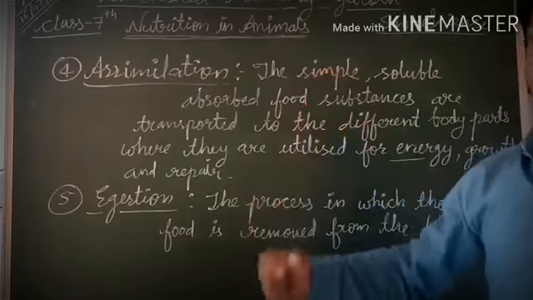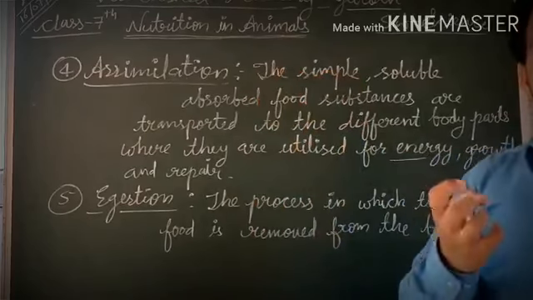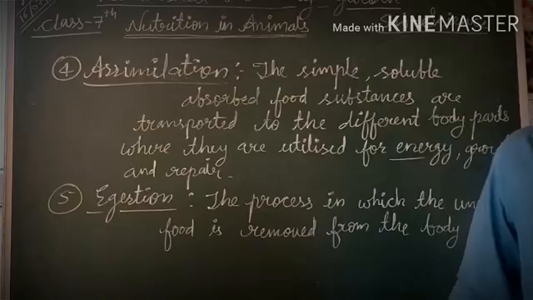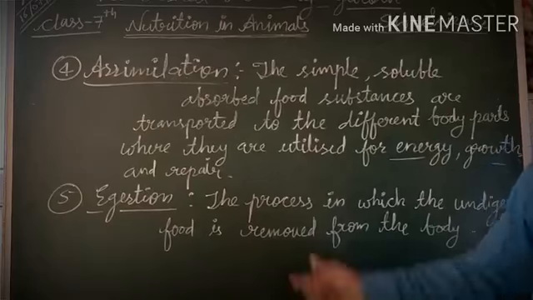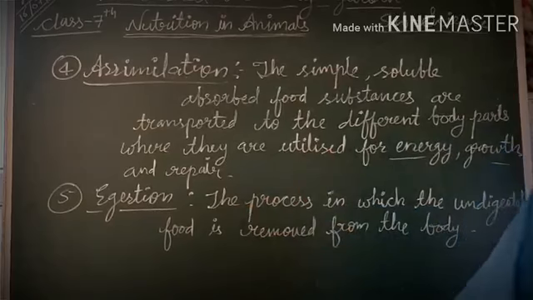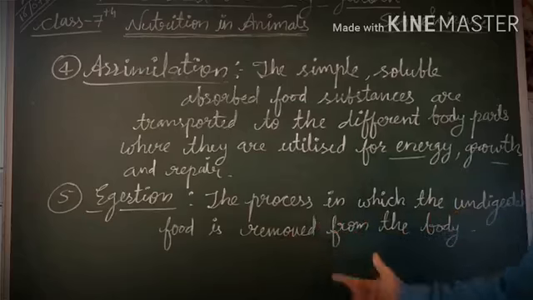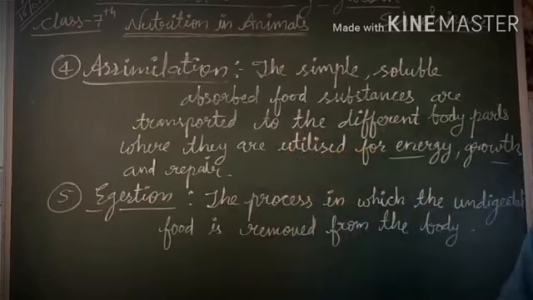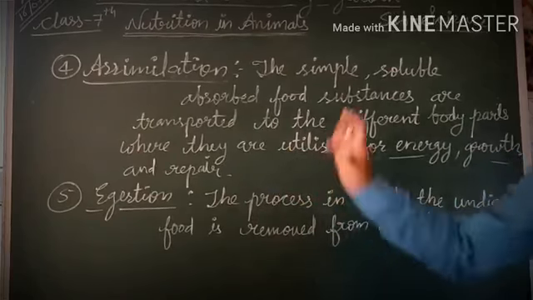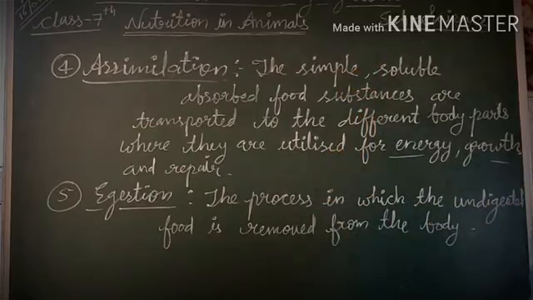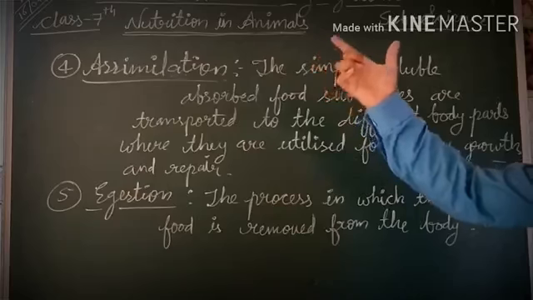So after digestion and assimilation, if there is some part of food which is not digested by our body and which is waste for our body, with this process, egestion, we remove this undigested food from our body, and this process is called egestion. Okay, so in this way, these five main topics are completed. After that, we will learn how nutrition in animals works.